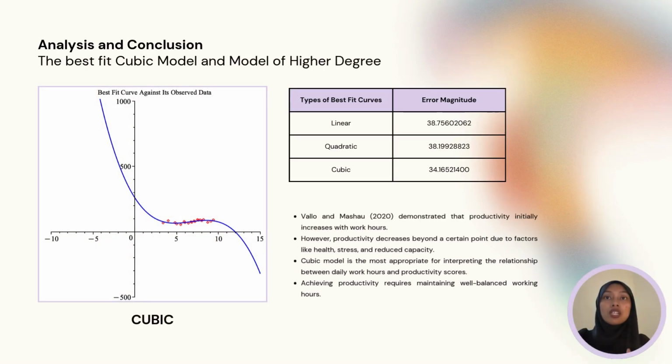To support this, Valo and Marshall in the year of 2020 demonstrated that productivity initially increases with work hours. However, productivity decreases beyond a certain point due to factors like health, stress, and reduced capacity. Therefore, we can say that cubic model is the most appropriate for interpreting the relationship between daily work hours and the productivity scores.